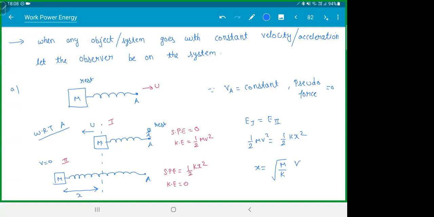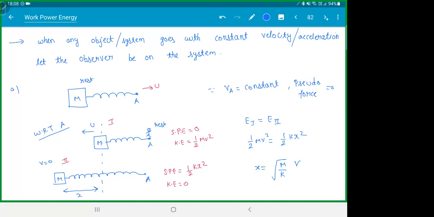So the main idea is, since it is going with constant velocity, in the ground frame it is pretty complex to understand. It is moving, oscillating, everything. Just stop that point A, and it will be fixed. So only the block is going left and right. It is easier to study that. And you can do this because A is at constant velocity. Is the logic clear, everyone?